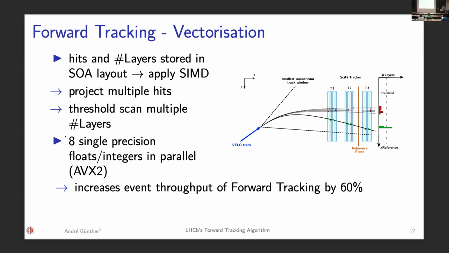And for example, what we are going to use is AVX2. And this means you can process 8 single precision floating point or integer numbers in parallel. And with these simple modifications, the throughput of this algorithm could be increased by 60%.